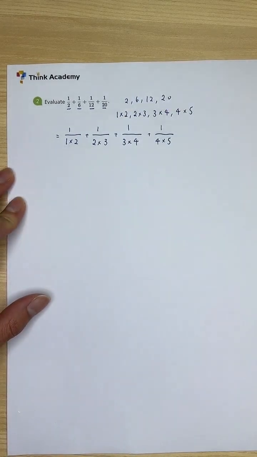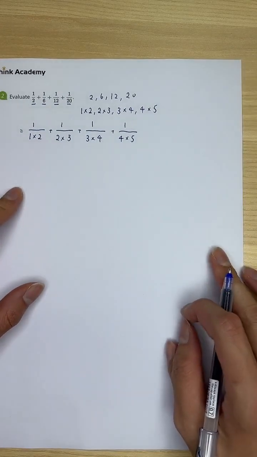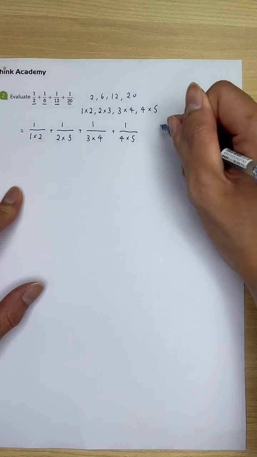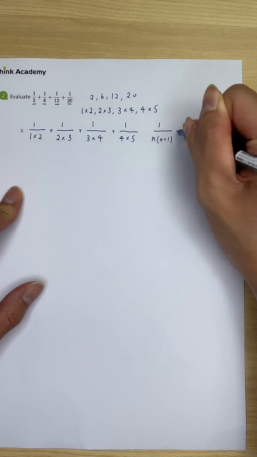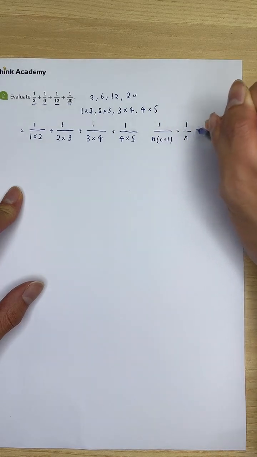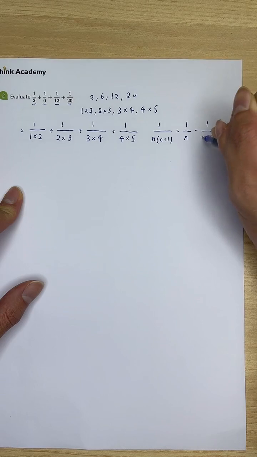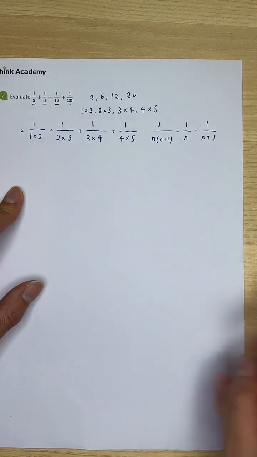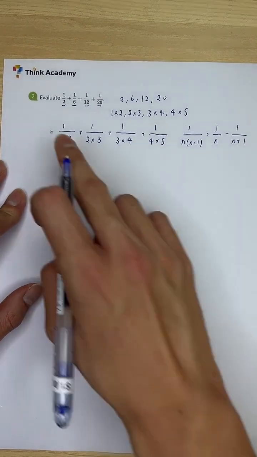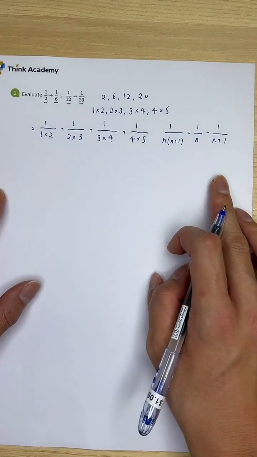So now we remember our little formula that we had just now. Let me write it on the side over here. We have that little nice formula over there: 1 over n times n plus 1 is equal to 1 over n minus 1 over n plus 1. So we are going to apply this nice formula over here. Now, how are we going to apply this? We are going to split them up as usual.